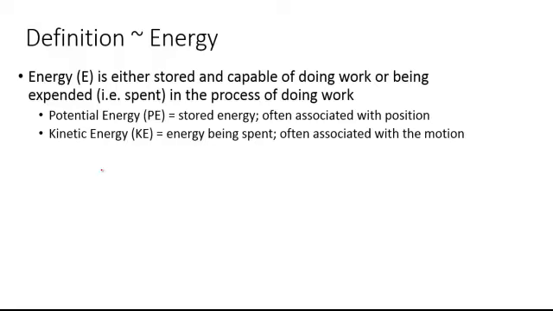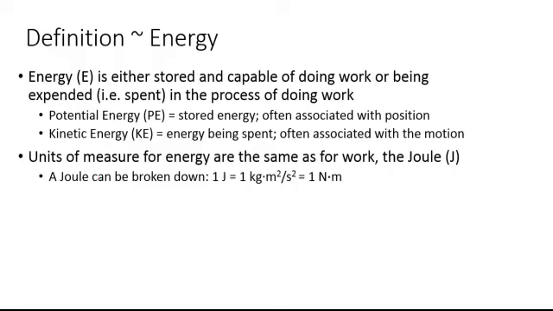So one of the things then in this definition is we have stored energy. It's called potential energy. The abbreviation for potential energy is PE, and kinetic energy is energy being spent. So potential energy is energy stored, kinetic energy is energy being spent. Kinetic energy oftentimes is associated with motion.